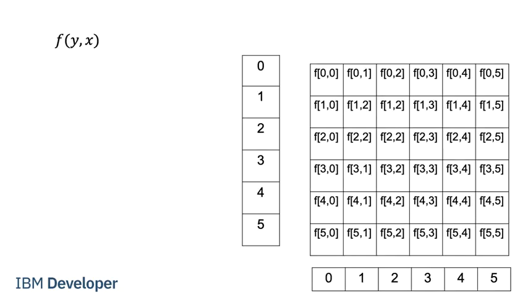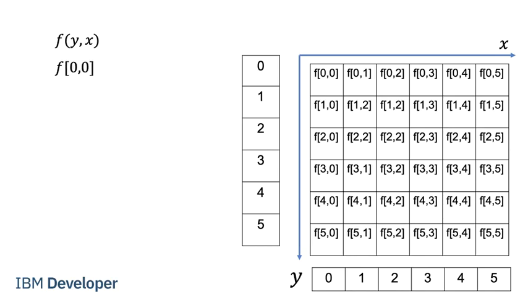We will treat the image as a function of y and x. Y is the vertical direction. X is the horizontal direction. Although x and y are real numbers, we will sample integer points of x and y, for example 0,0 or 1,1.